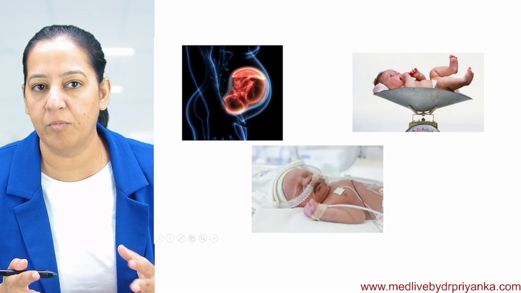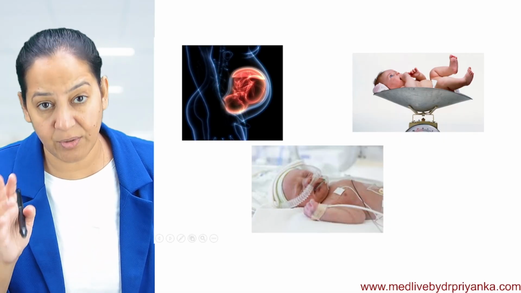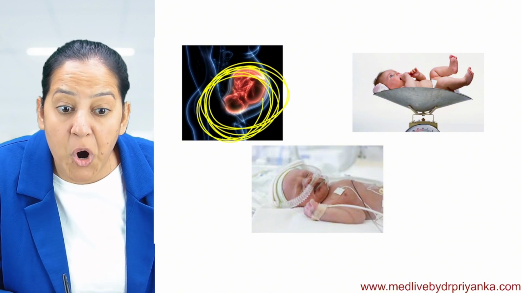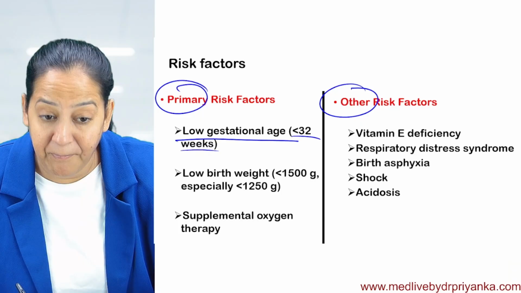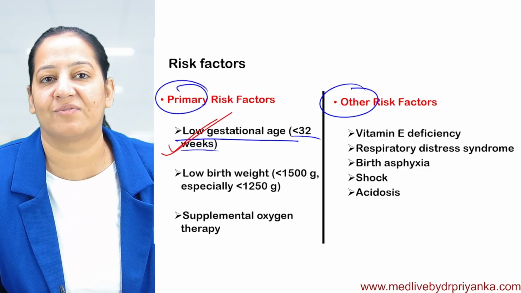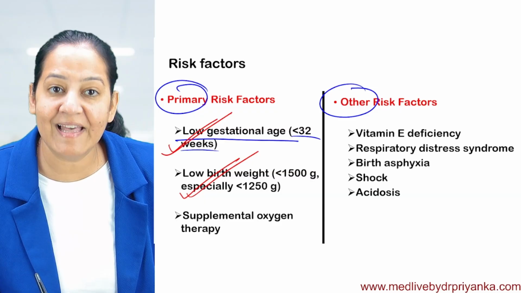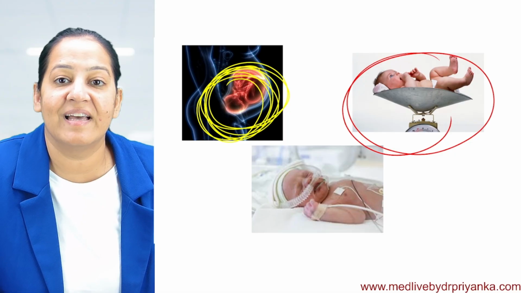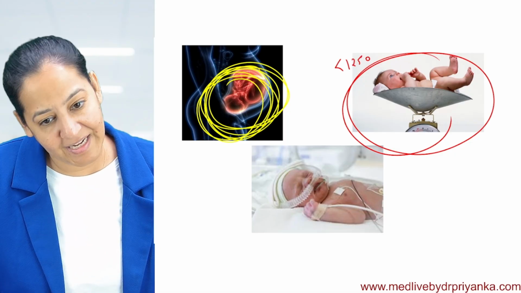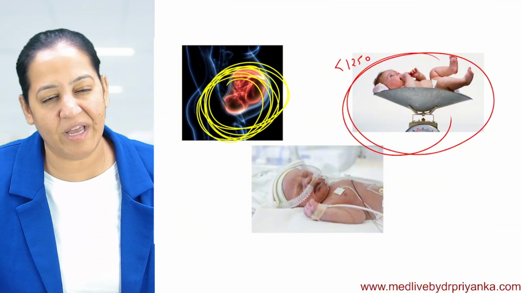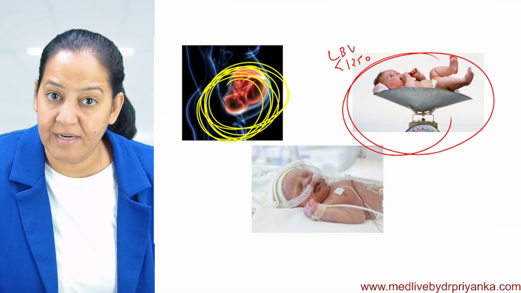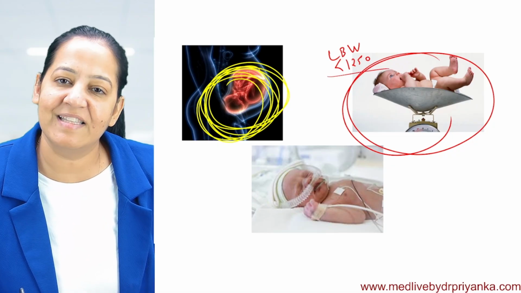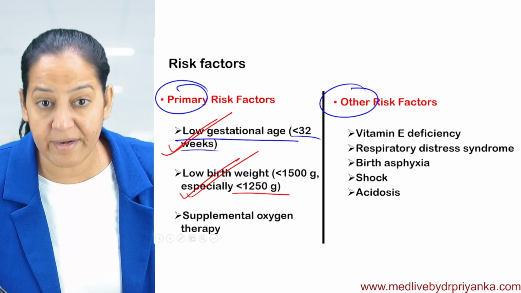Normally newborns are born after 36 weeks. So if the newborn is born before 32 weeks of gestation, that is premature birth, and that is the most important risk factor. And the birth weight is less than 2 kg, especially less than 1250 grams. If the birth weight is less than 2 kg, it is known as LBW. Less than 1250 grams is extreme LBW, VLBW, very low birth weight.